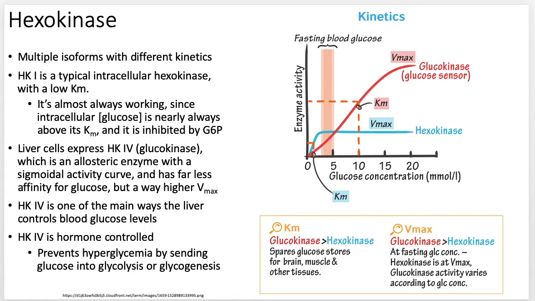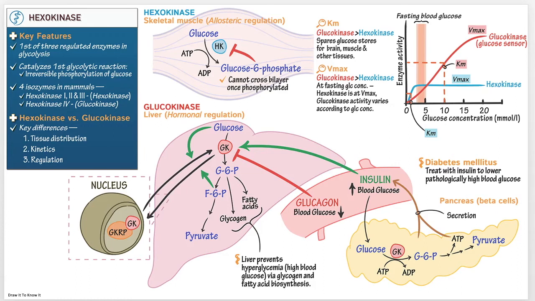Basically, glucokinase in your liver is the main way that you control your blood glucose levels. Okay. I have another diagram here that talks a little bit more.